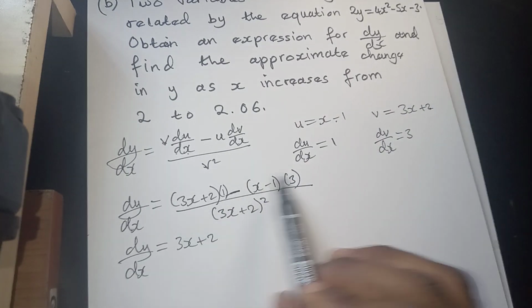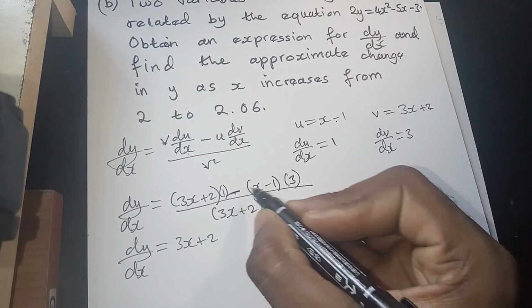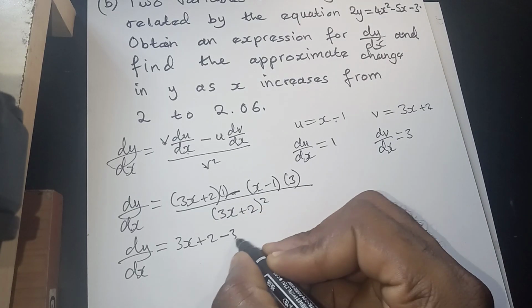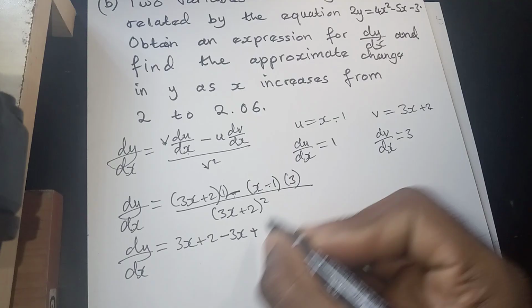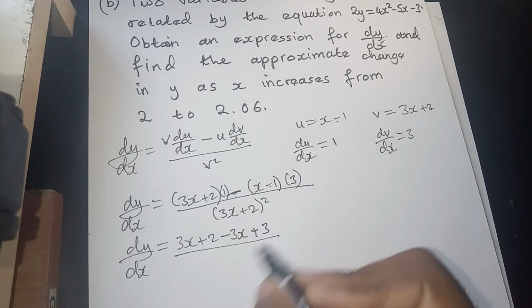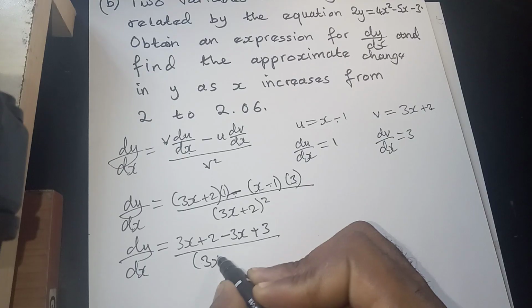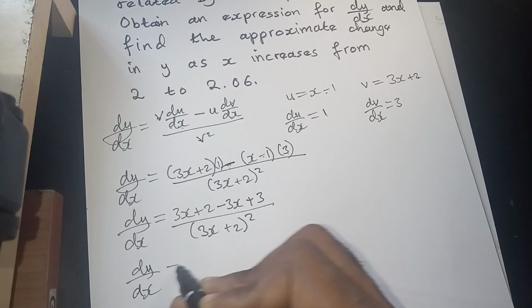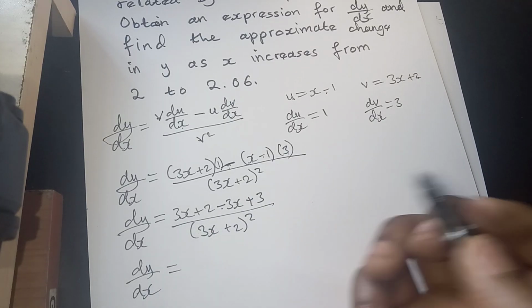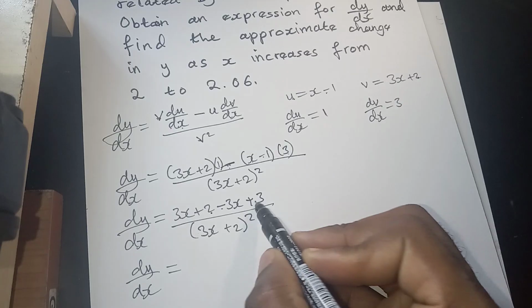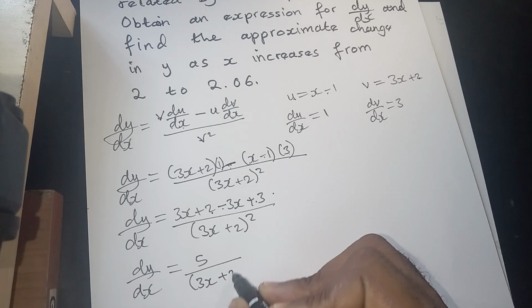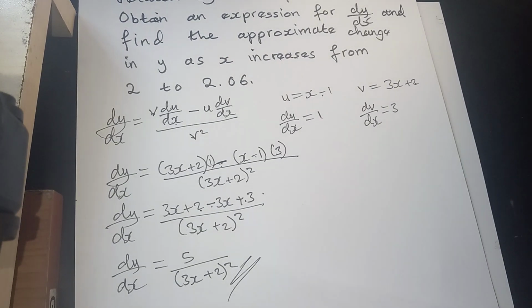So we can expand the numerator and simplify. This is like negative 3x, and then this times this will be positive, and then we have (3x + 2) squared, so that our dy/dx will be: 3x minus 3x is 0, 2 plus 3 is 5, then everything over (3x + 2) squared. So you can leave it here. You really don't need to expand the denominator.